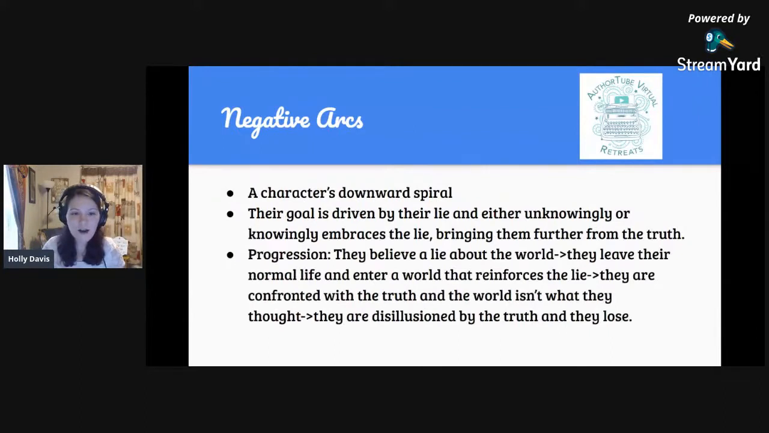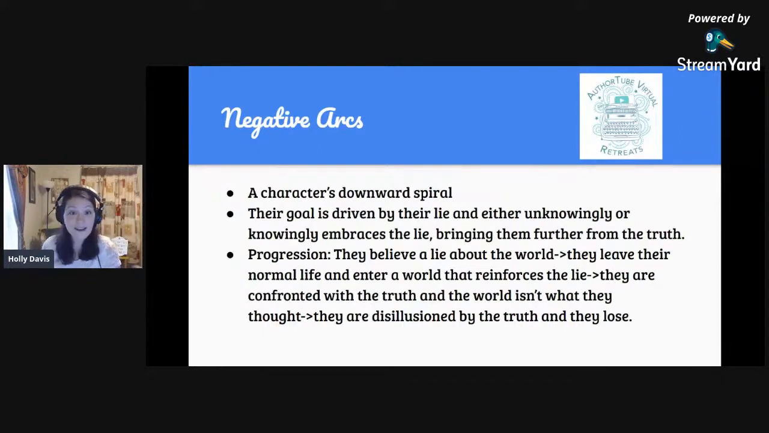So a progression of this is they believe a lie about the world. The world is horrible. I'm watching Avatar: The Last Airbender right now, and it's like the Fire Lord: "Oh, the Fire Nation should rule." Like, you believe this lie about the world. So they leave their normal life and enter a world that reinforces the lie. And then as the story goes on, they're confronted with the truth, and the world isn't what they thought.